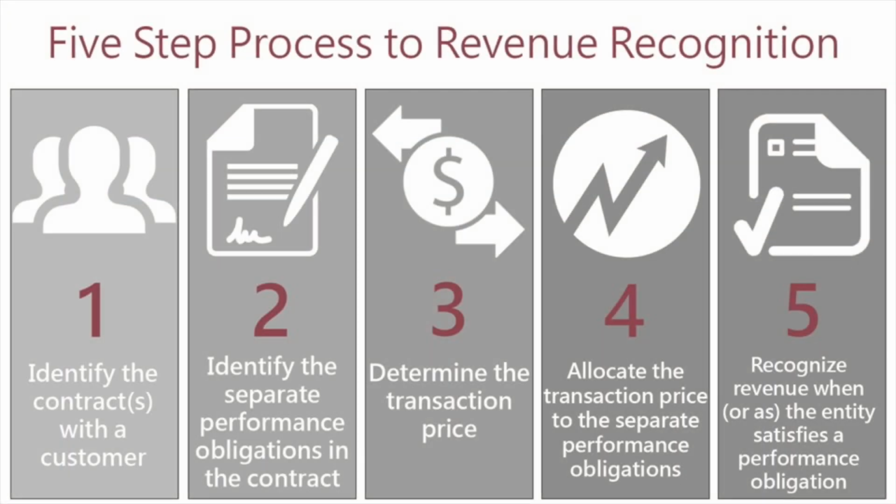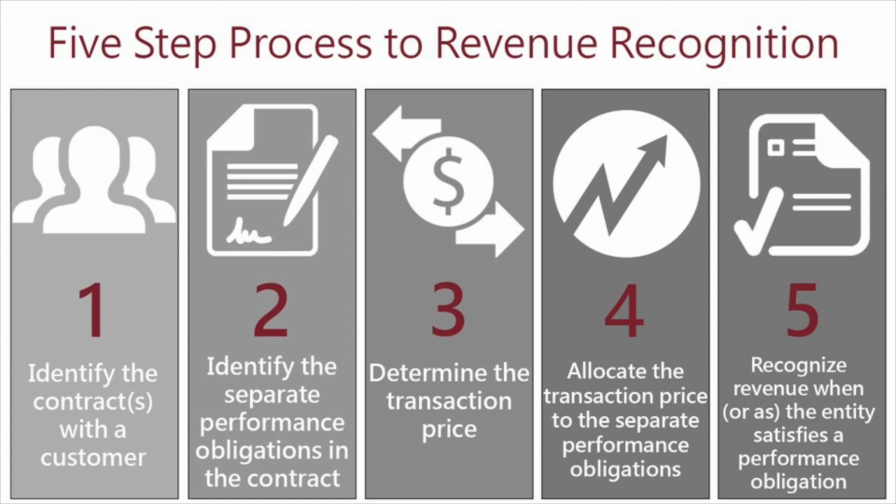So there is a 5-step process to recognizing revenue that is laid out in this standard. And as I said, we could spend days on this, and we're going to give you the 15-minute version. So I'm going to walk you through these 5 steps. So step 1 is to identify the contract with the customer. So a contract has to be present, and it can be written, oral, or implied contract.